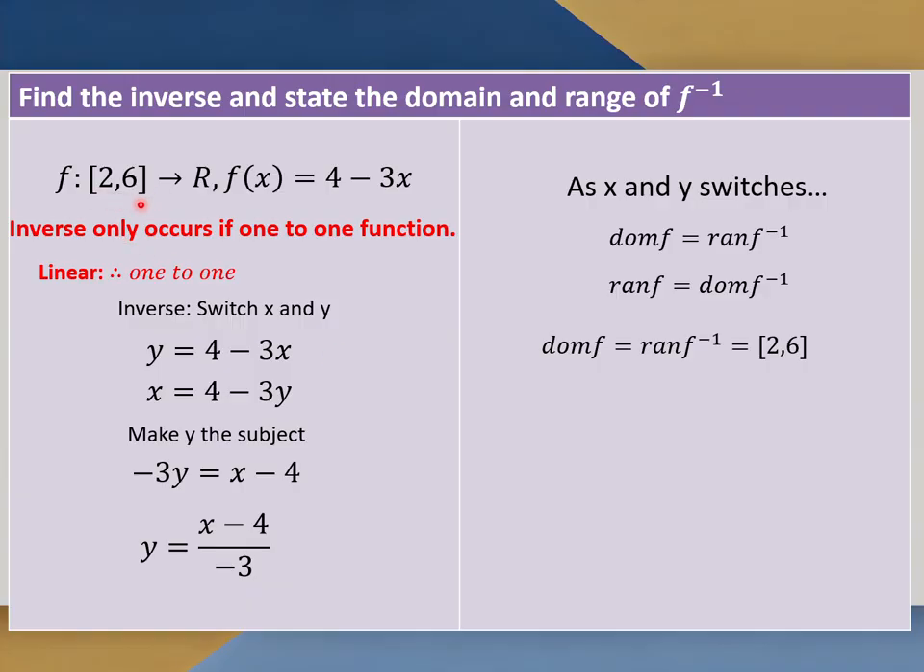I'm going to use these 2 points and substitute them into my original function to work out what the range of this graph was. So I'm just putting 2 in. The function of 2 will give me 4 take away 3 times 2, and that's 4 take away 6, which is negative 2. I will grab the 6 and plug it into my function, and I'll get negative 14. So now I've got my range, and my range is negative 14 to negative 2 inclusive. That becomes the domain of my inverse.